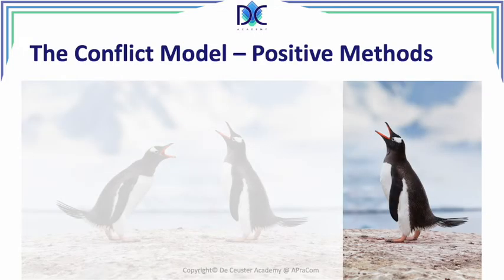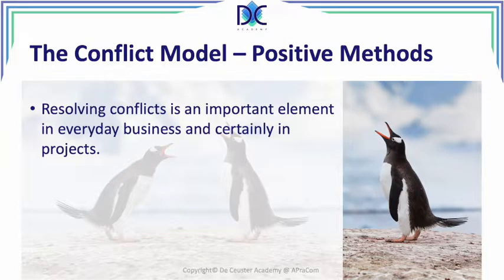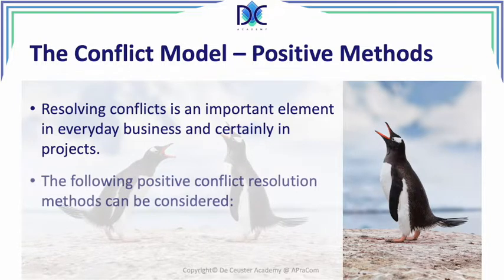So let's have a look at the first model, which is the conflict model. In the conflict model, I will first have a look at what we call the positive methods to resolve conflict. Conflict happens everywhere, every day, in projects, in life, in business. And since people in projects may be under a lot of stress, we can also expect conflicts to happen in projects. When we look at positive resolutions to conflict, we can consider two methods.